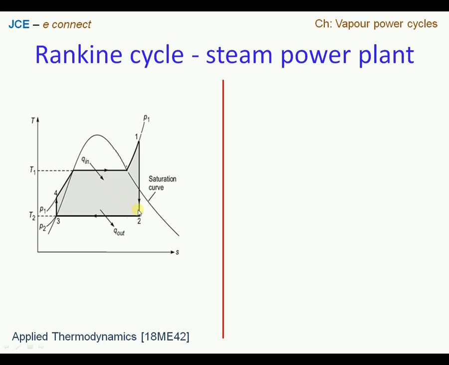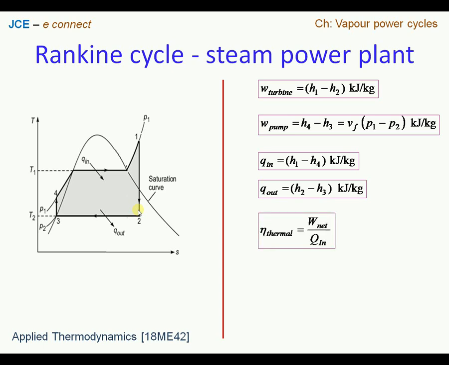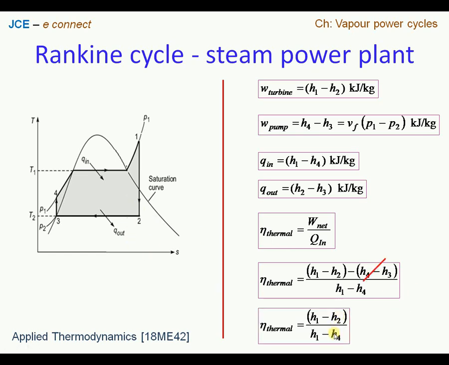And by applying steady flow energy equations for the four components which we just saw, one can develop energy equations as shown here, work terms, and then we have heat terms. We substitute that into the thermal efficiency equation, and then we arrive at the following thermal efficiency. When we neglect the pump work, then the equation reduces to the following form. Now let us continue our study here.